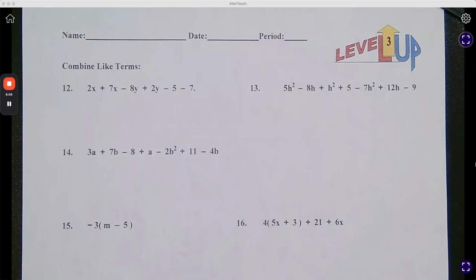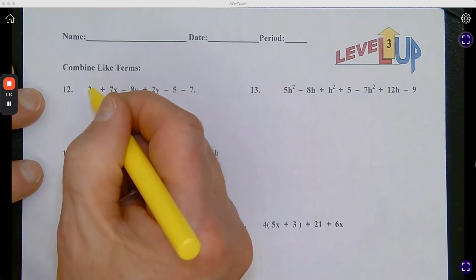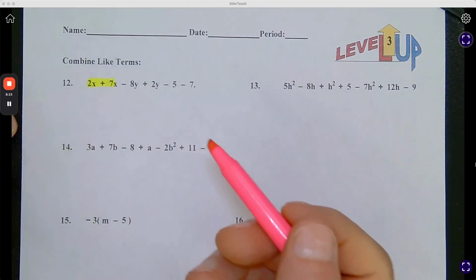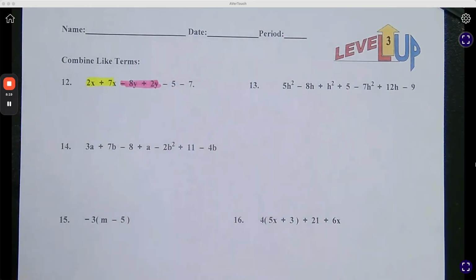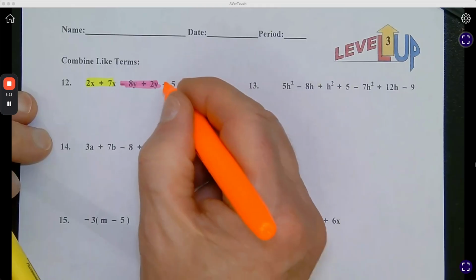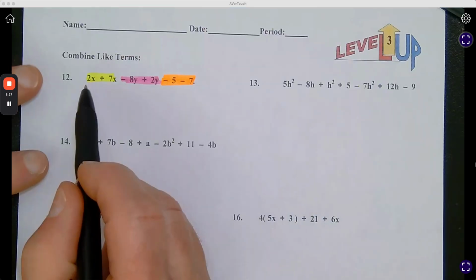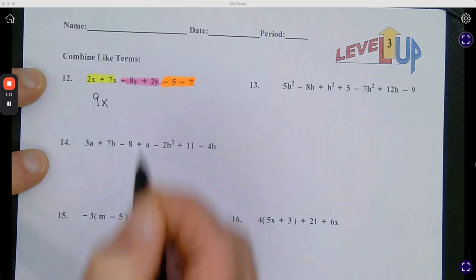We're going to combine like terms. So remember, we're looking for categories. You can only combine them if they have categories that are the same. There's a category of x. There's a category of y. And there's a category of constants. Okay, so I'm going to go ahead and simplify my x's. I have 2 plus 7. That's 9. And the category is x.